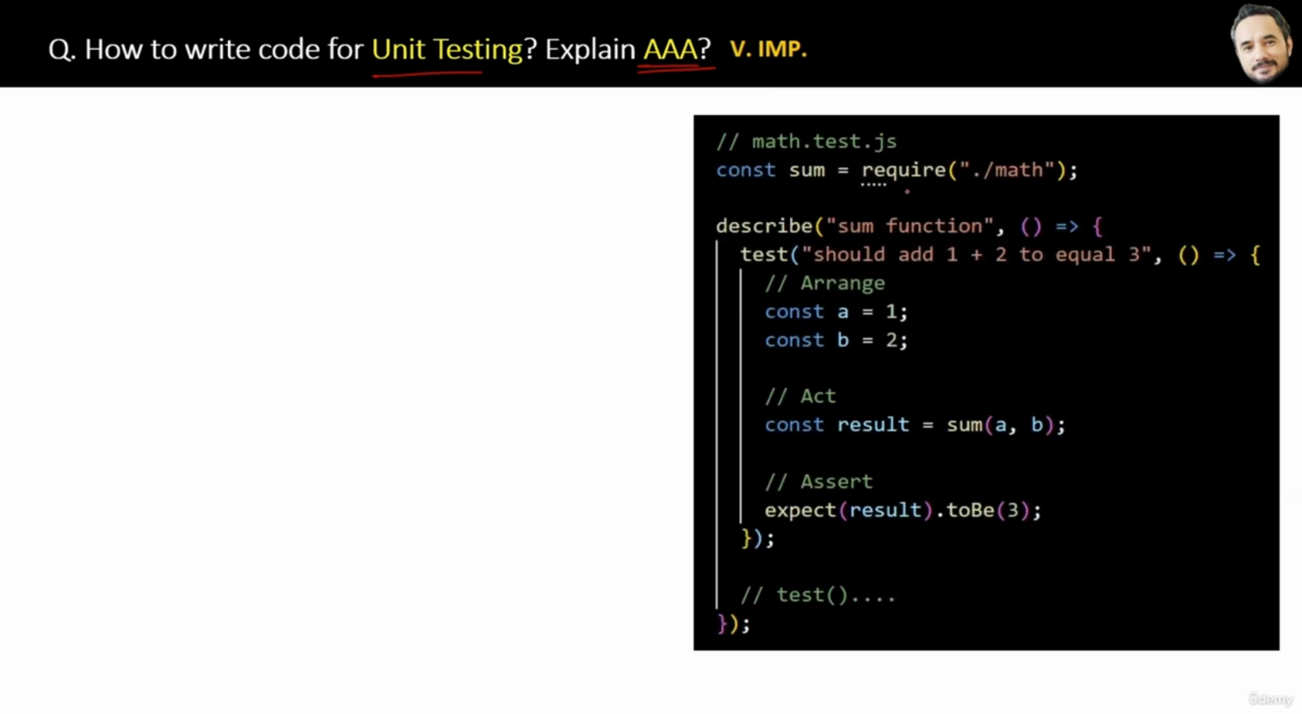How to write code for unit testing, explain AAA. You already know 80% of the answer, and here is the code which I already explained. But why am I covering this triple A approach again and separately? Because maybe you are using a different framework other than Jest for unit testing, and then these describe and expect functions may not be there. Yes, that is a possibility. But this triple A approach, arrange, act, assert, will be there.